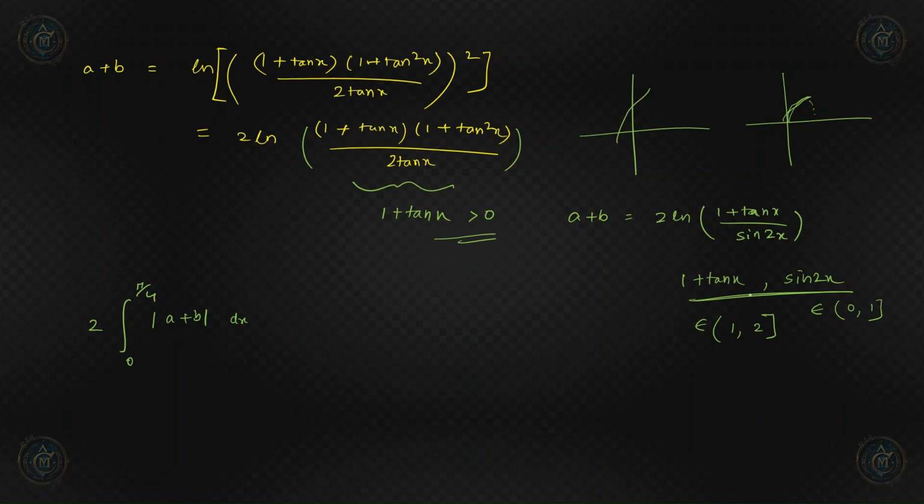We can say 1 plus tan x will always be above sine 2x. That means 1 plus tan x is greater than sine 2x for this interval, so 1 plus tan x divided by sine 2x is always greater than 1. So we can open this modulus sign with positive sign. We get 2 times integral 0 to pi by 4 of a plus b dx, that means 2 into 2, so 4 outside, then log of (1 plus tan x) divided by sine 2x we can split as log of 1 plus tan x minus log of sine 2x, dx. So we only have to calculate this integral to get our answer.